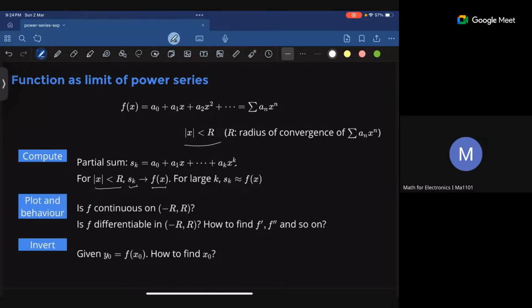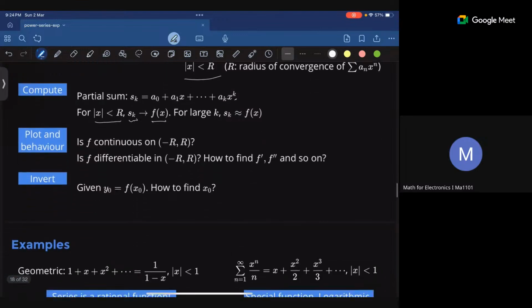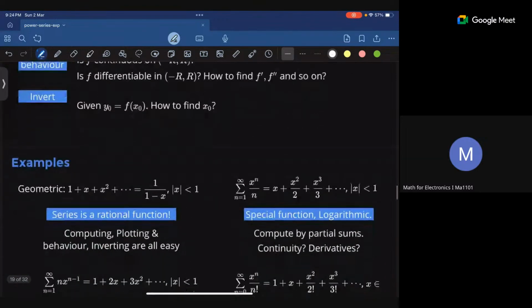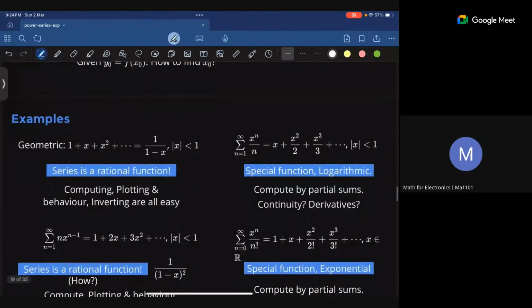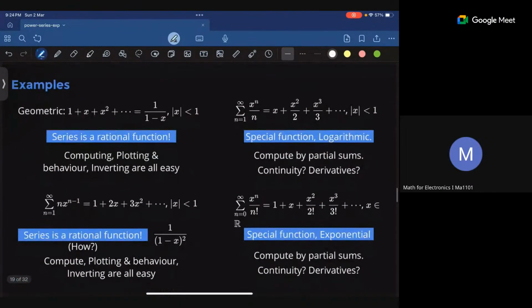Once you have f(x), you can plot it and comment on its continuity, differentiability, everything, right? So that we can do. We can also invert it, but we will not focus on that too much. We will use it when we talk about logarithms. Okay, so there are a few examples here.